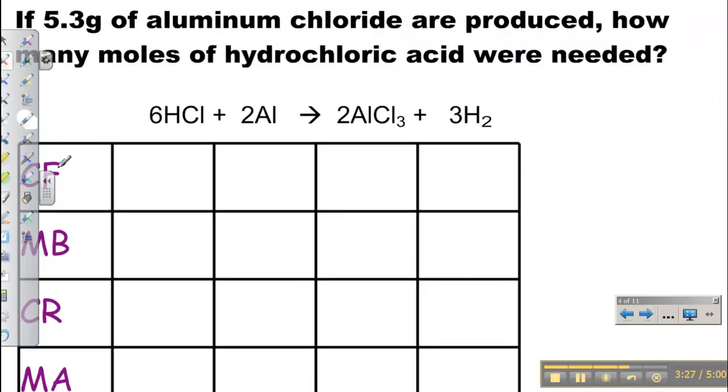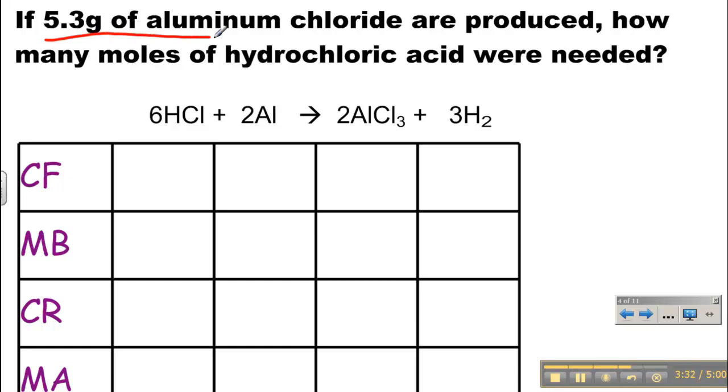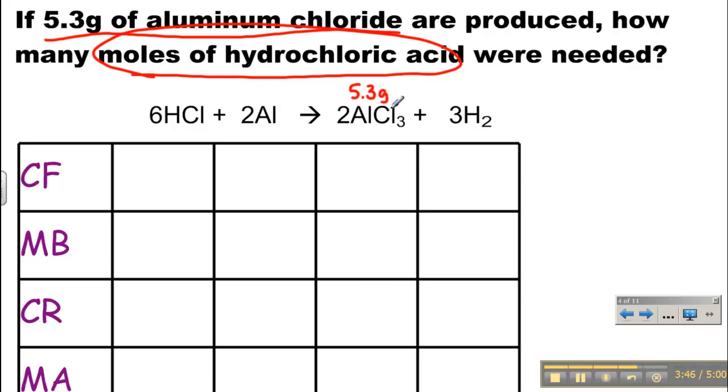So our next problem, we're going to do 5.3 grams of aluminum chloride, make sure you get all of that, are produced. How many moles of hydrochloric acid were needed? Okay, so 5.3 grams of aluminum chloride, here is my aluminum chloride. Moles of hydrochloric acid, HCl, is hydrochloric acid. So that's how we label our equation there.